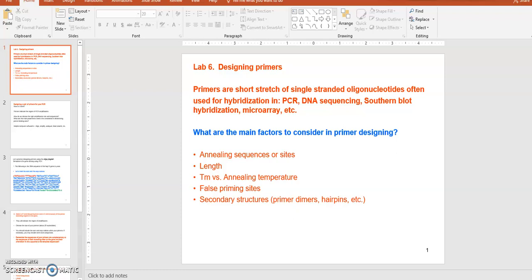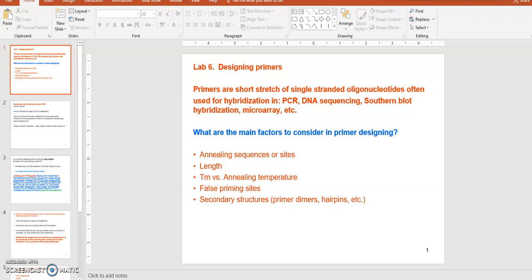Also, your primer itself should not have a lot of secondary structure. If it has a lot of secondary structure, then it is not going to bind the target sequence. Instead, it may be binding by itself. So we'll talk about all these things. Okay. So primers are used a lot, so it is important for you to understand the function of the primer and how you design the primer. That's the purpose of this lab.